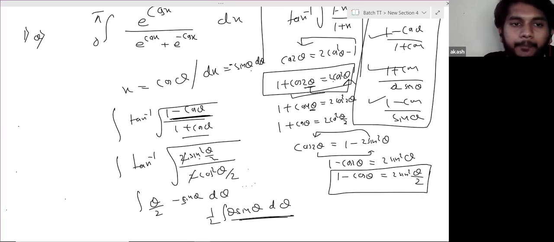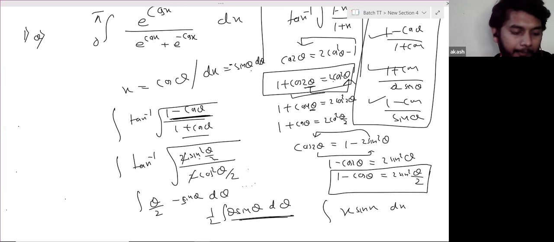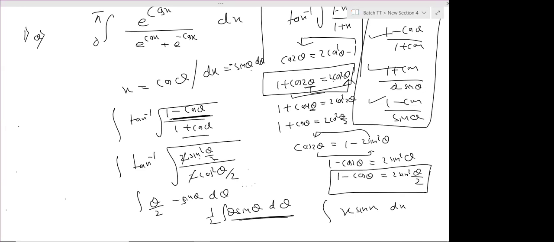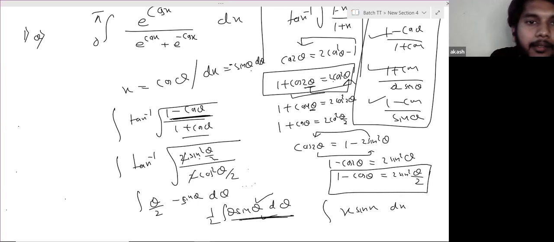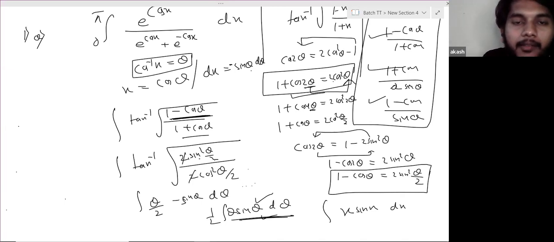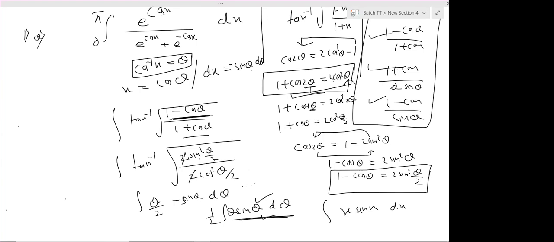right? X sin x. All right. Got it, Zaid? Yes, sir. Thank you. All right. After finding the answer, replace theta with cos inverse x, right? Find the answer in x. You cannot leave that answer in theta. Do you want me to solve this completely, or is it okay now? It's fine, sir. All right.